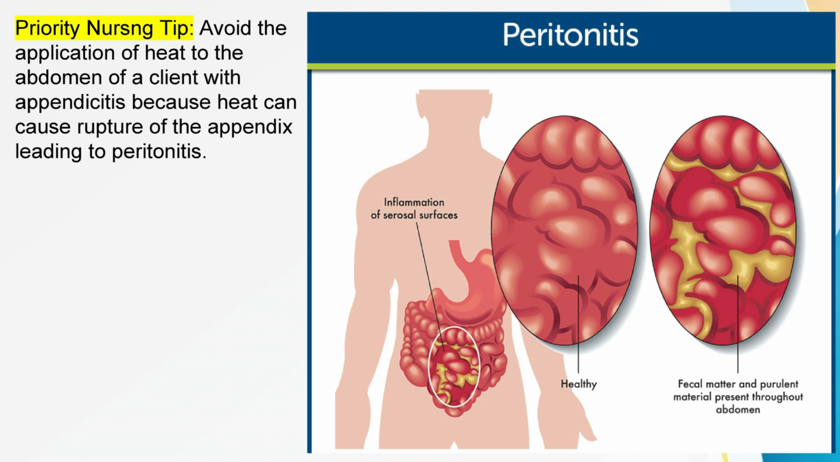Priority nursing tip: avoid the application of heat to the abdomen of a client with appendicitis because heat can cause rupture of the appendix leading to peritonitis.